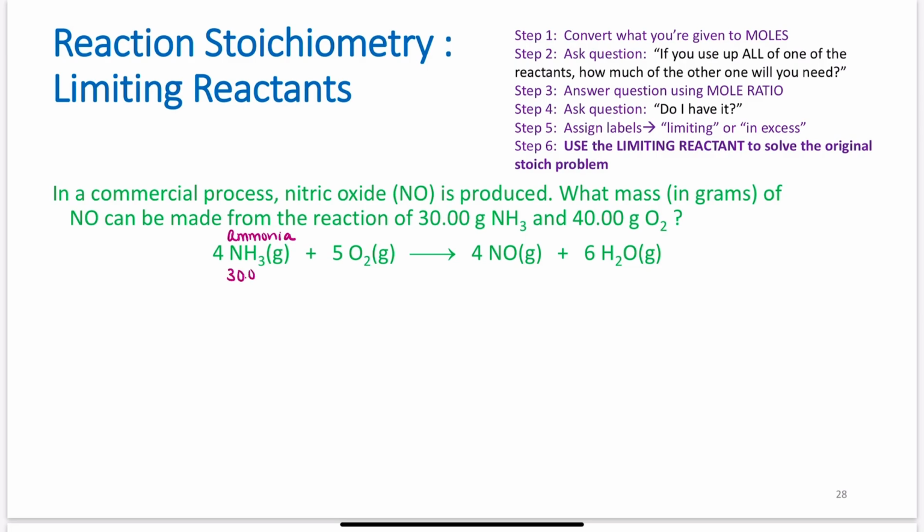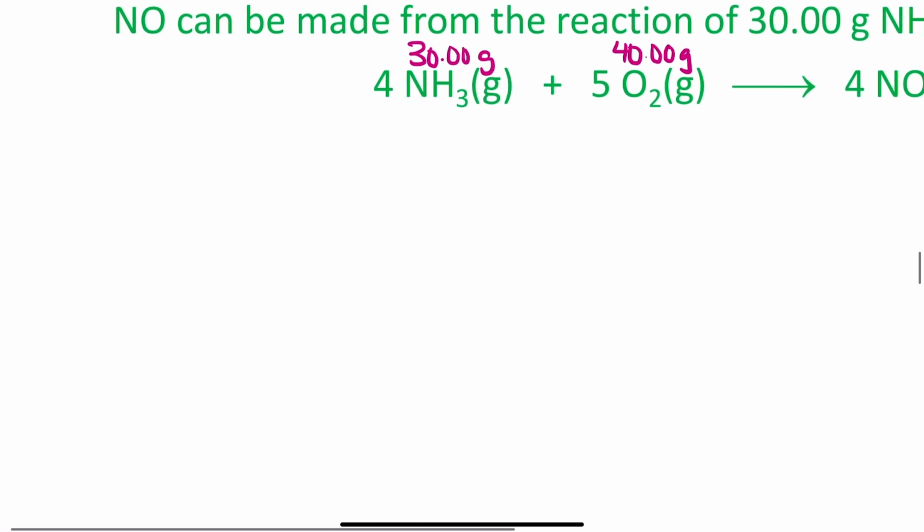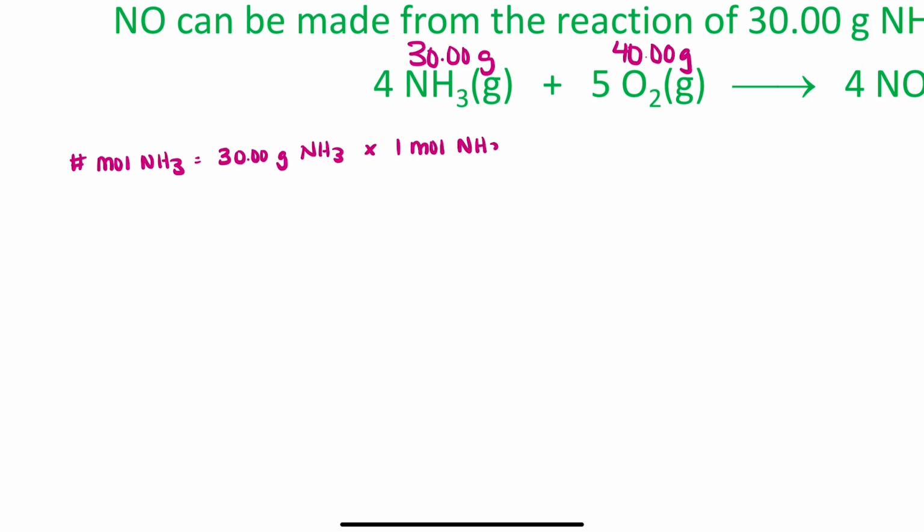I like writing on these exactly how much I have of each thing. I'm going to have to write this above though, because we're going to need space on this side. So I know 30 grams of this and 40 grams here. First thing I want to do is convert what I'm given to moles. So I'm going to bring this in because we're going to need a lot of space in this slide. Number of moles of NH3. I'm given 30 grams of NH3. I know that 1 mole of NH3 weighs 17.03 grams.